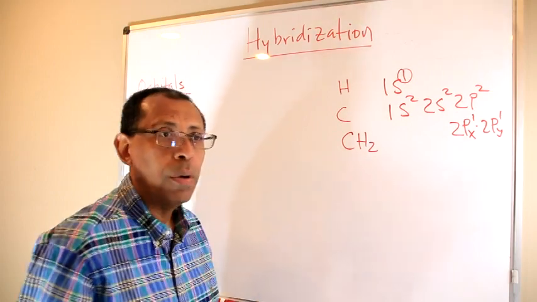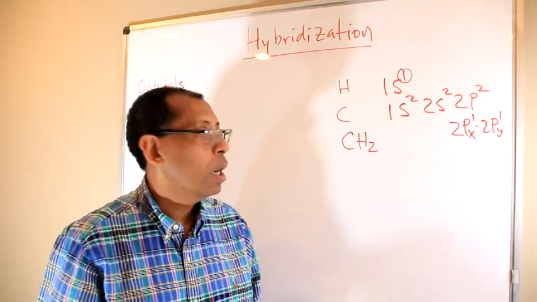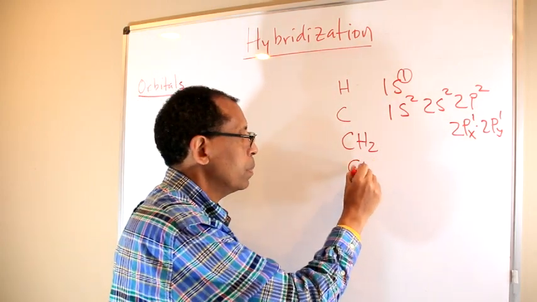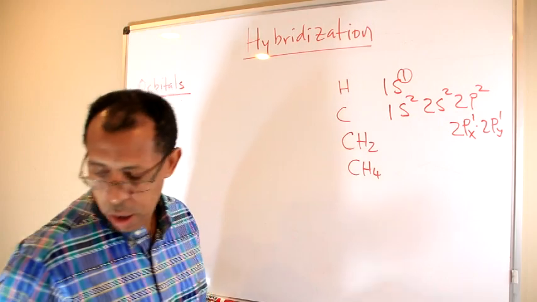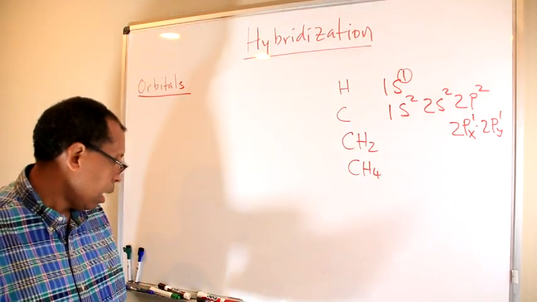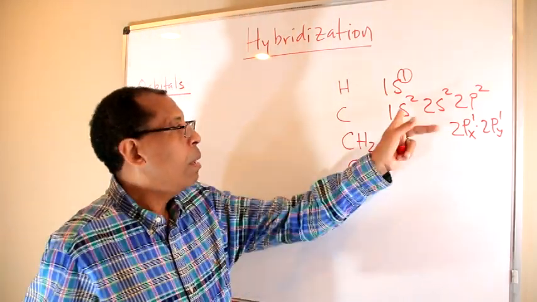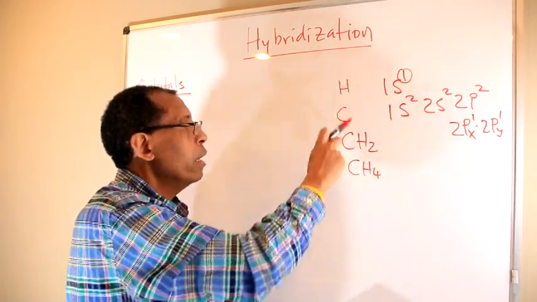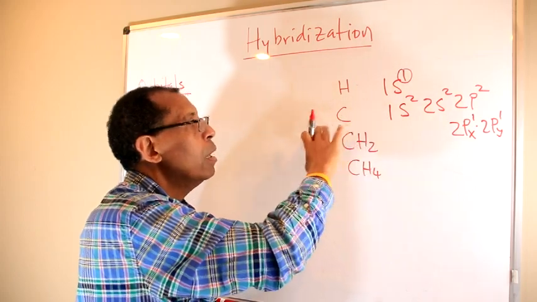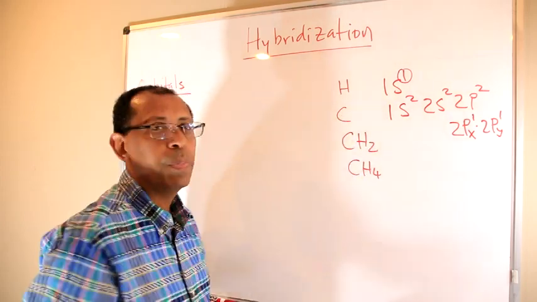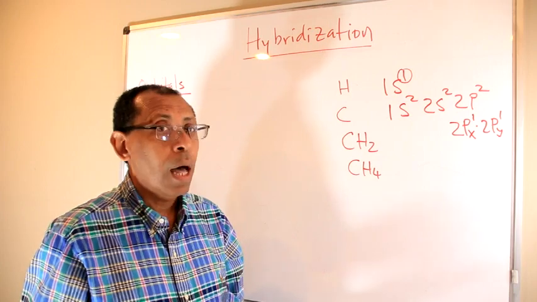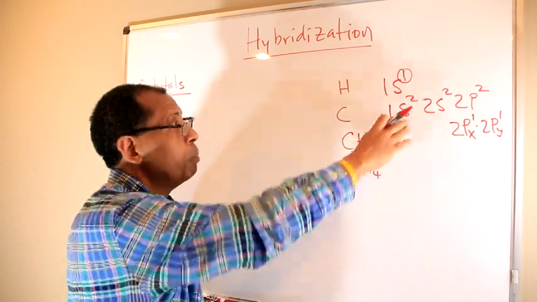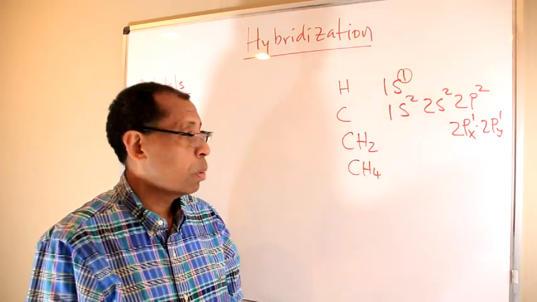The compound that we know as a stable organic compound is methane, which is CH4, not CH2. So how do we make CH4? Based on the electronic configuration of hydrogen and the electronic configuration of carbon as they are, it is not possible to justify how CH4 is formed just by looking at the orbitals.